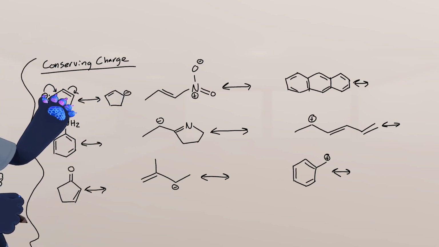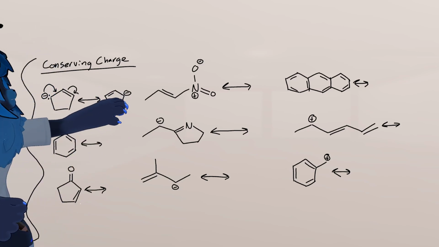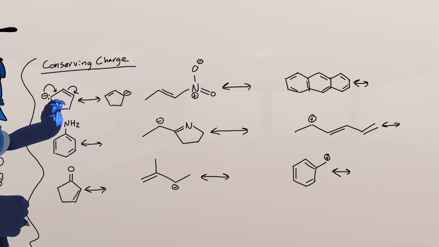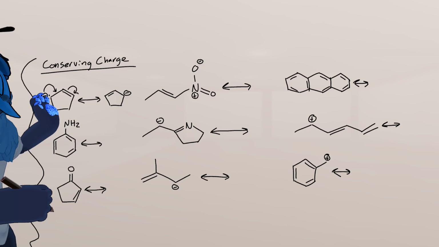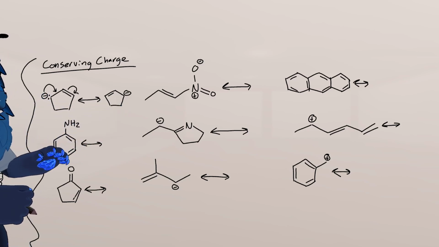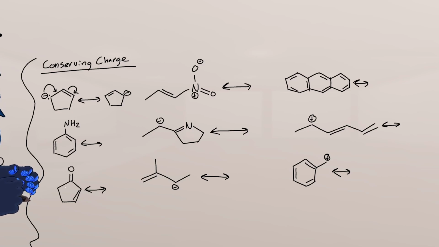Which those 2 electrons that were in the bond now become a lone pair. So we've moved the charge around to the other side of this molecule. So let's look at the next example.